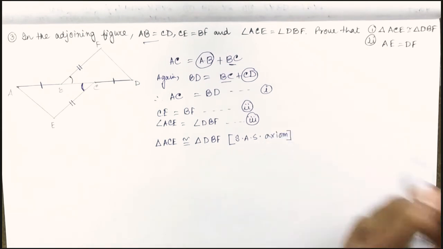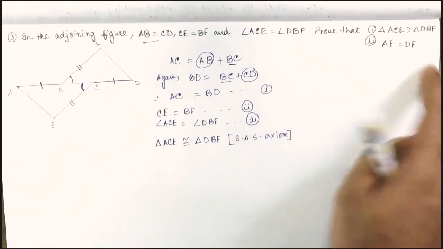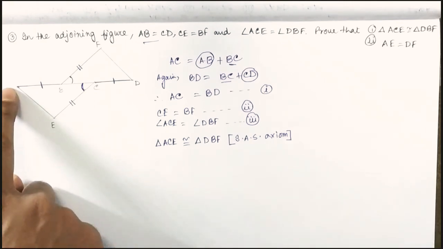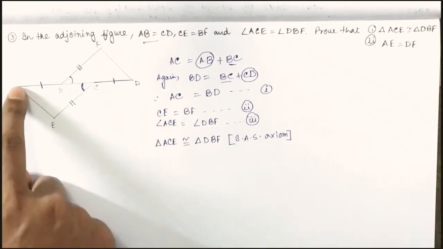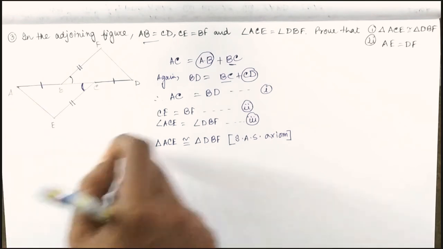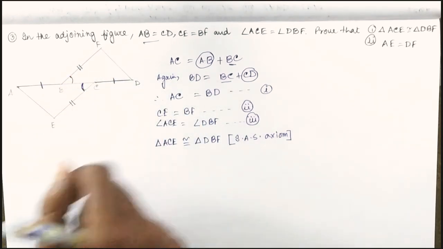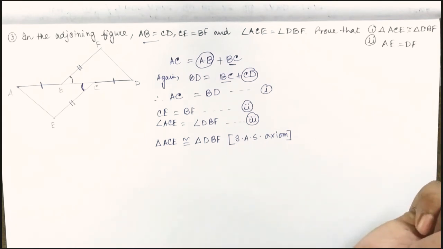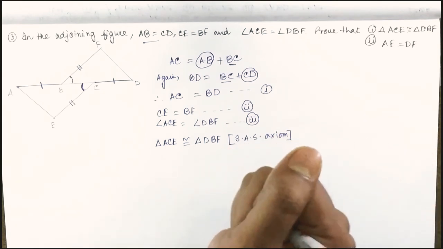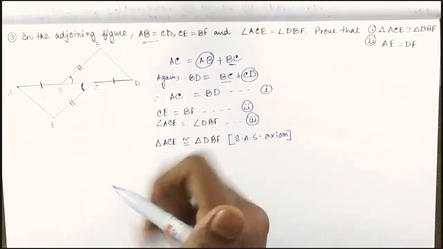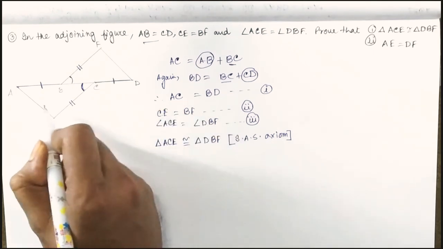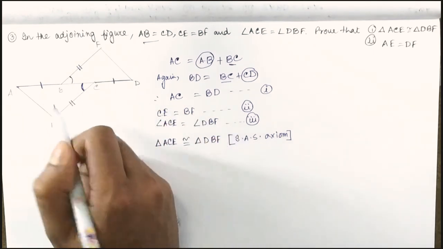Now next, they have told you to prove that AE equal to DF. Now see, where is AE situated? AE is situated here in triangle ACE, and DF is situated over here in triangle BDF. Now both of them are situated in the same location, or in the corresponding parts. So what will happen over here? See, how can we say that they are located in the same location?